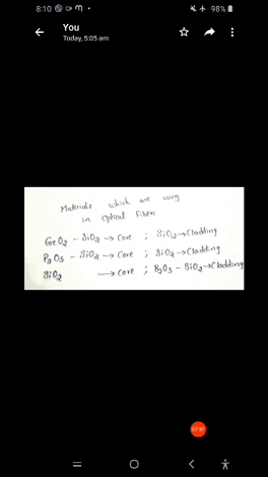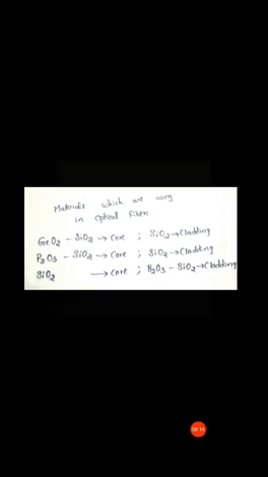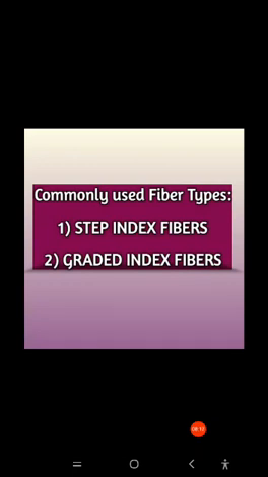So the variation in material composition of the core gives rise to commonly used fibers. Those fibers are step index fiber and graded index fiber, because of variation in materials of the core. The first one is step index fiber, the second one is graded index fiber.